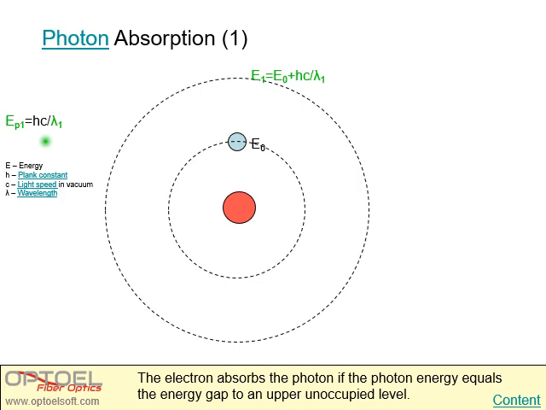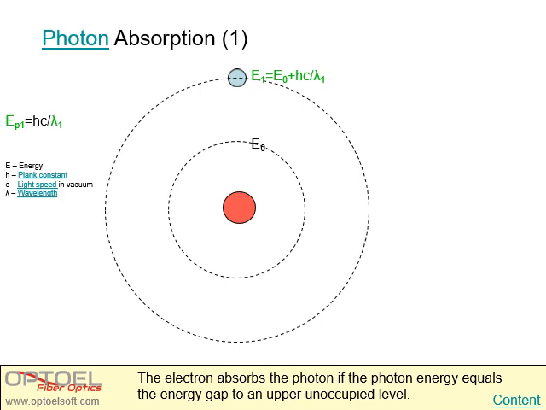So, let's assume that a photon having the energy equal to E1 minus E0 is colliding with the electron. The electron absorbs the photon energy. Having now energy E1, the electron will jump to the upper orbit E1. The photon disappears, its energy being absorbed by the electron. After transition to an upper level, the electron is known to be in an excited state.